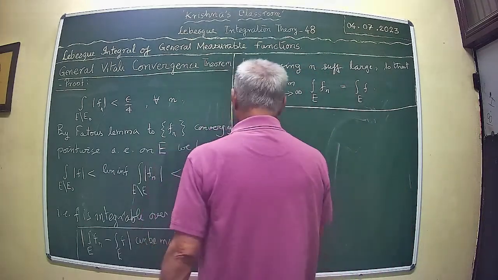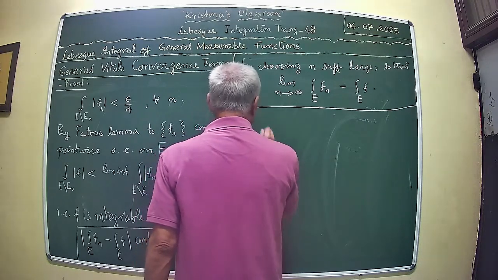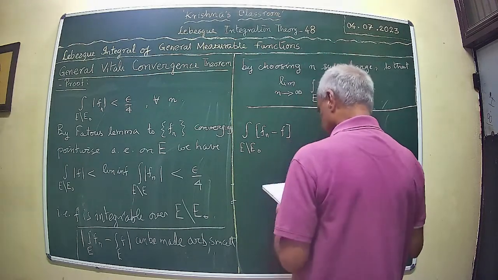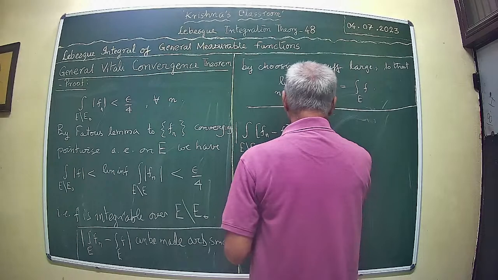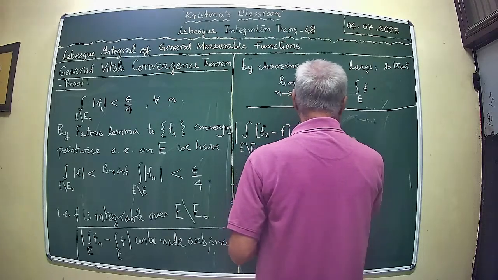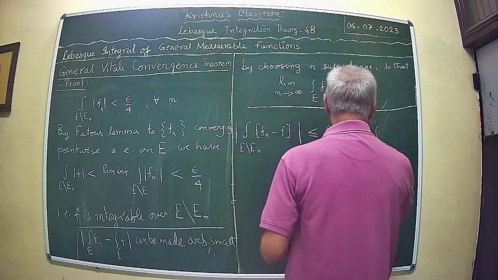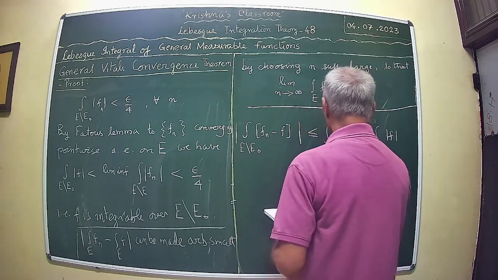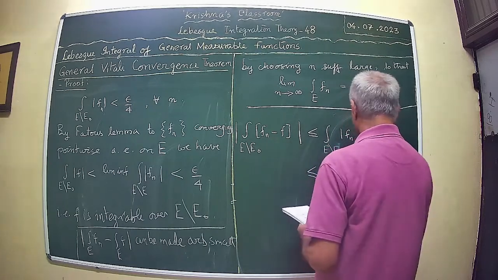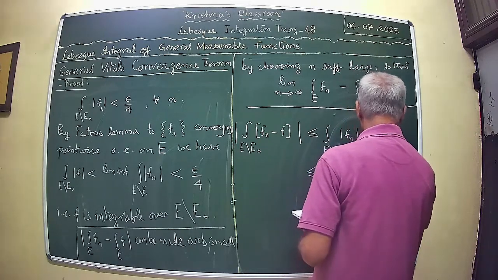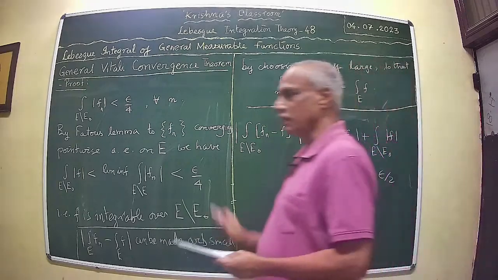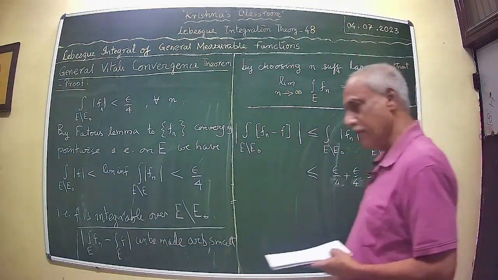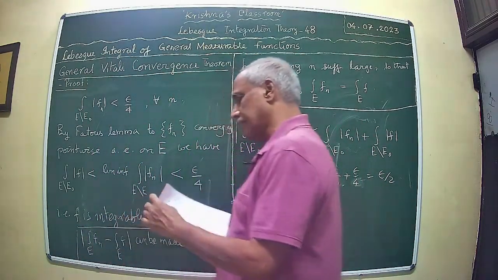Okay, so let us estimate this. The integral over E minus E naught, that means we are estimating on the tail, on the portion that has been chopped off, is less than or equal to the integral over the complement of E naught. So we have estimated this integral on the tail of it. So what is remaining? E naught is a set of finite measure. There you can apply the Vitali convergence theorem.